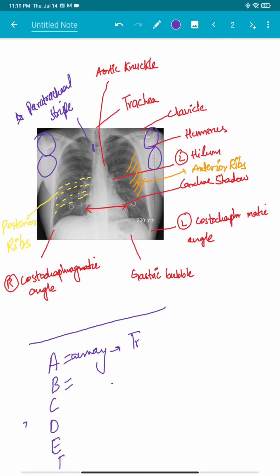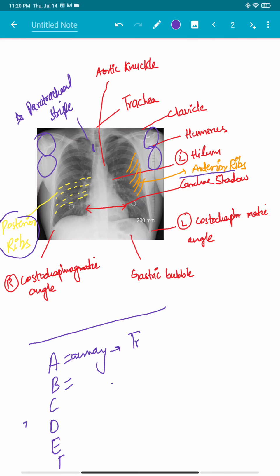Posterior ribs are shown by these yellow lines. You can see that these are the posterior ribs, and the anterior ribs are shown by these orange lines as seen here. You can see that, always go around them.